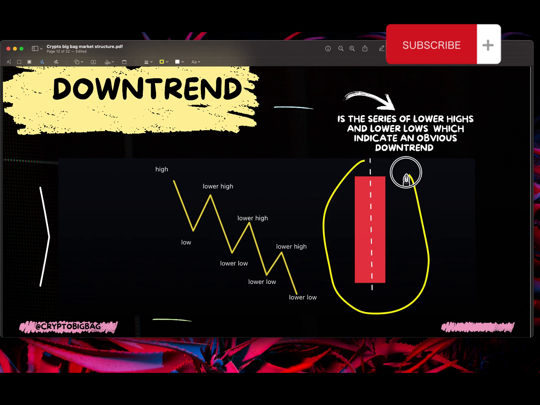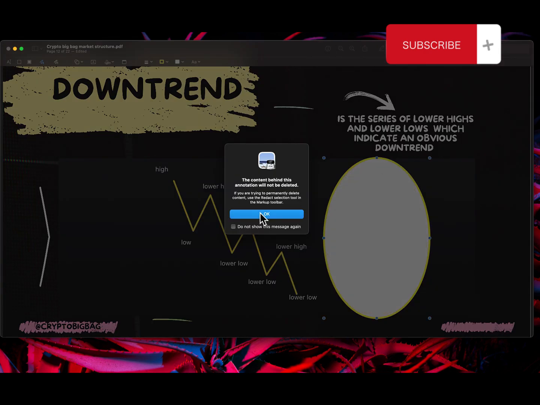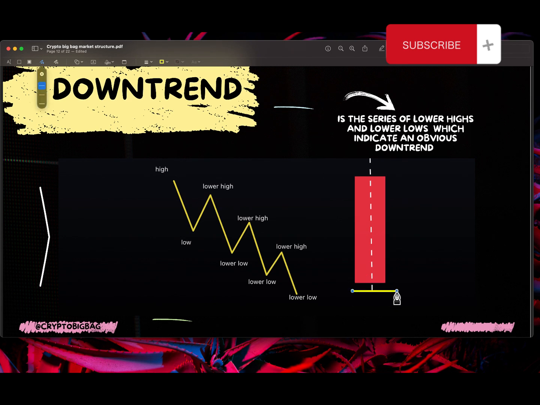On the higher time frame, you're going to get a bearish candle like this, where the price creates a high, creates a low, retraces back up, only to create a lower high that is lower than the previous high, then drops down, creates a low that is lower than the previous low, which is why it's called a lower low. Then it retraces back up to create a lower high. This high is lower than this high.